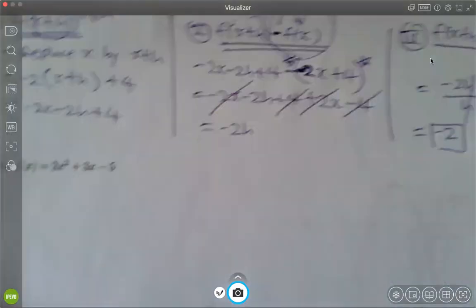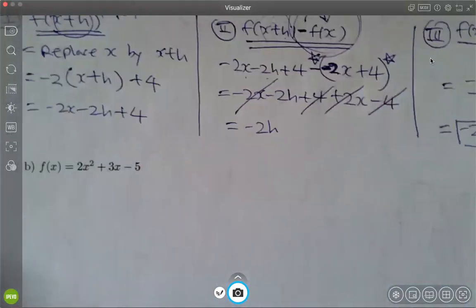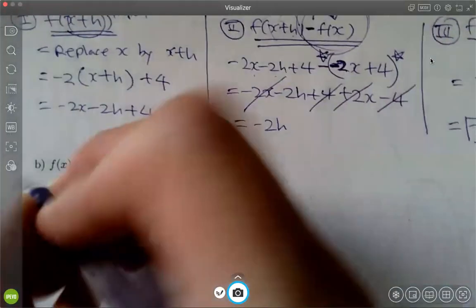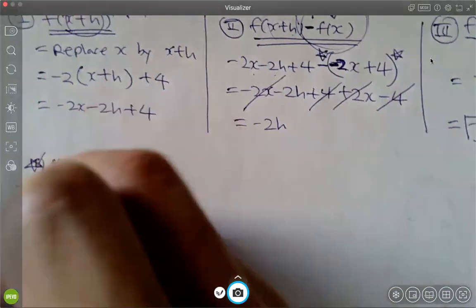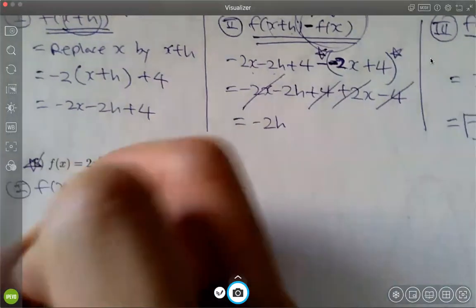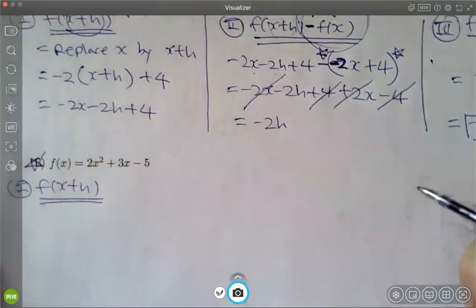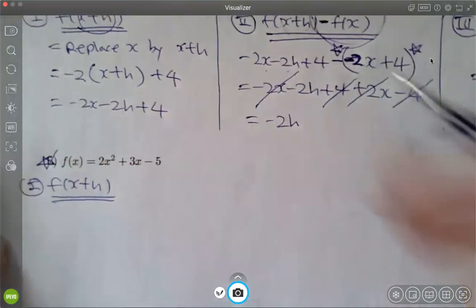so now part B. Okay, so now this one is kind of tricky. So first one, f of x plus h. Again, this means what? Replace x by x plus h.